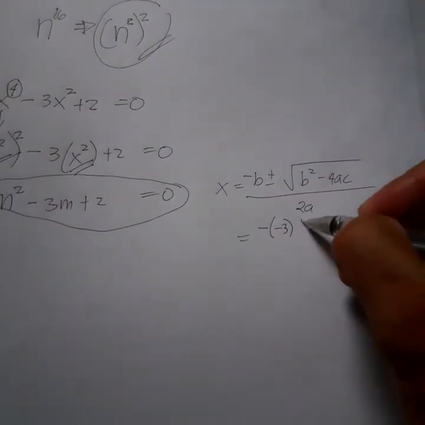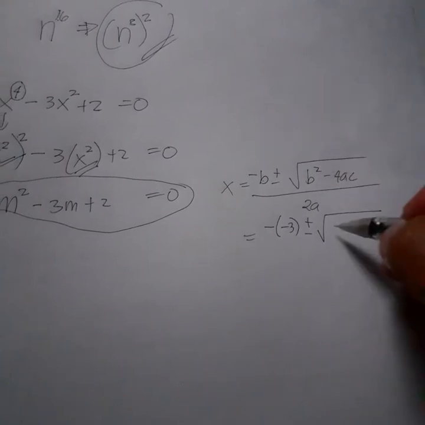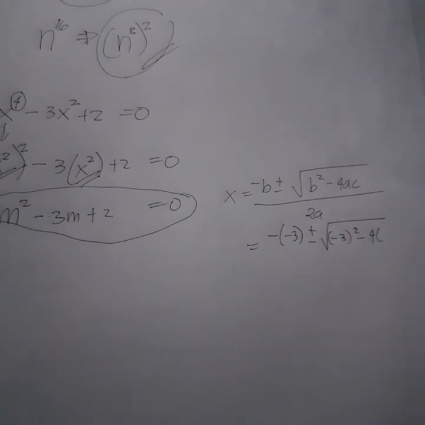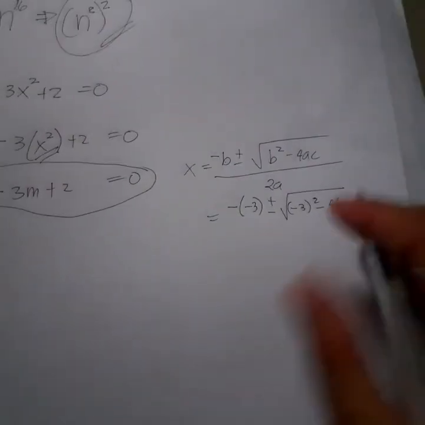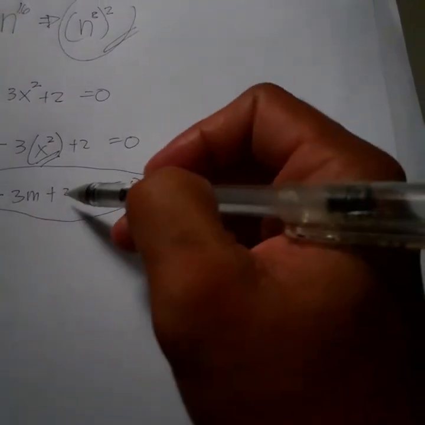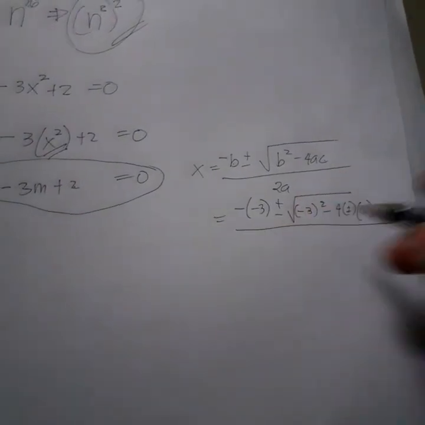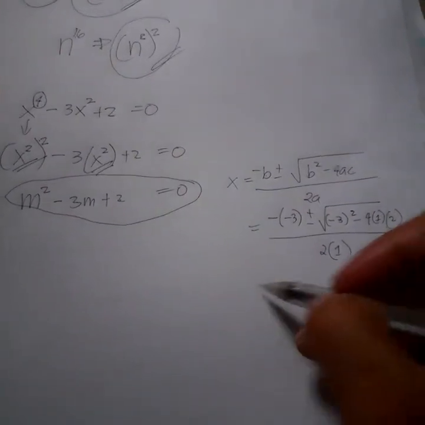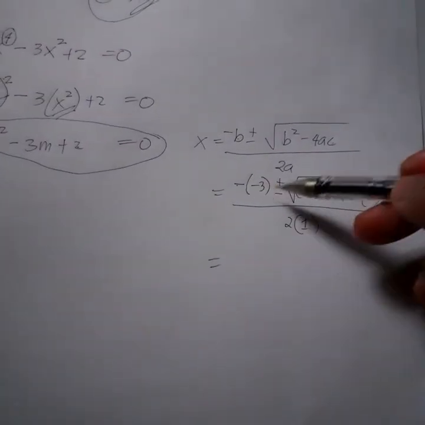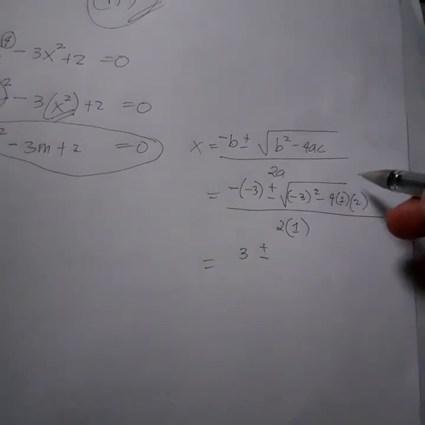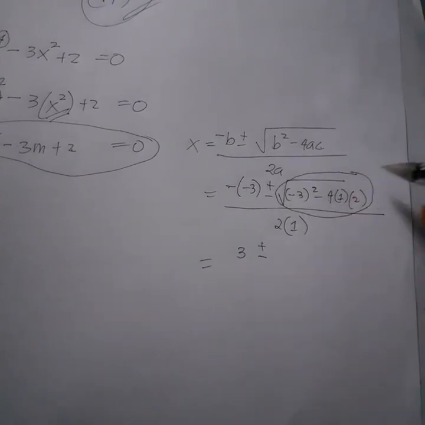So negative of negative 3, plus or minus the square root of b squared, negative 3 squared, minus 4. Then how about our a? Our a is 1. Then our c is 2. Then all over 2, our a is 1. Next, negative times negative is positive. So this will become 3 plus or minus, simplify this one.